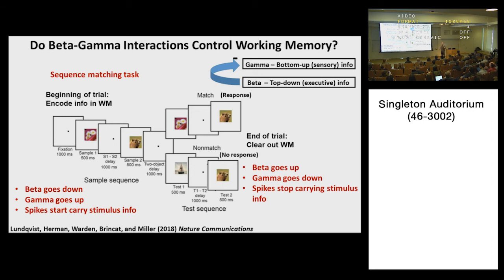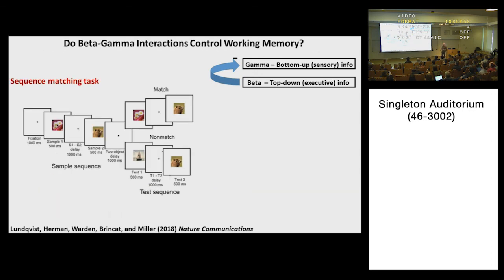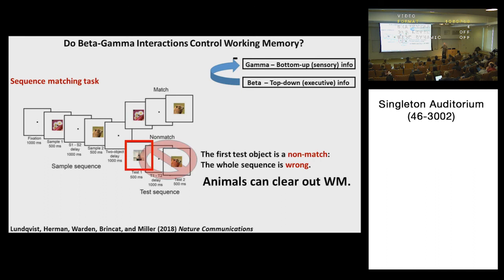Let me turn to what's unique about this sequence matching task, and that is these decision points here when the animal is judging whether this sequence matches the sequence it saw earlier. So let's take the situation where the first test object is a non-match. What that means is the whole sequence is wrong. Now, the trial's not over yet. The animal has to wait to either respond or not respond until a couple seconds have gone by. So the trial's not over, but the monkey knows that the working memory is no longer relevant. And even though the trial's not over, the monkey can just use this opportunity to clear out working memory right there. So what happens?